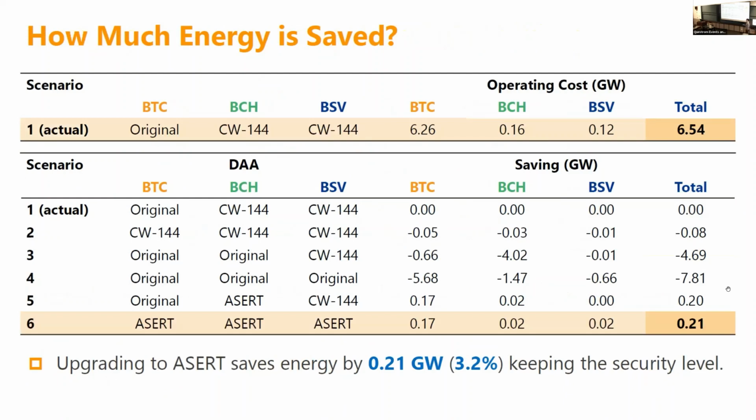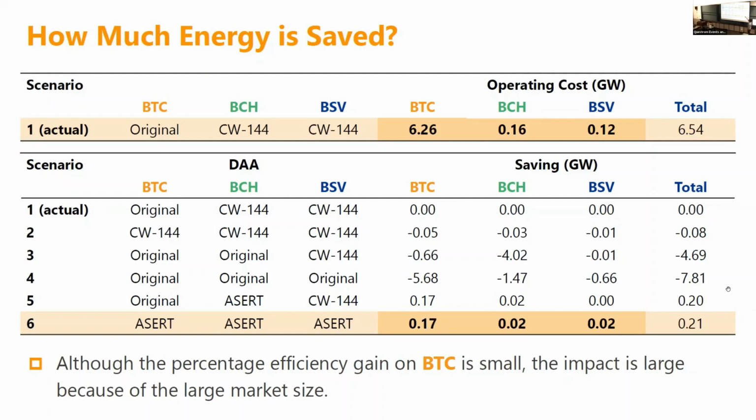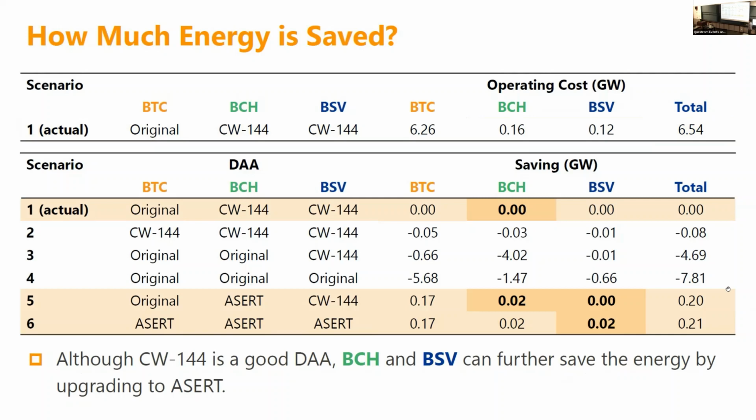Okay. So finally, let me explain how much energy could be saved while maintaining the security level. So currently, 6.5 gigawatts of energy is consumed in total. But if we switch to ASERT, then we can save energy by 0.2 gigawatts. And basically, because Bitcoin is large in magnitude, while the fractional improvement is relatively small, most of the gain is from Bitcoin. And if we look at the percentage, basically Bitcoin Cash and Bitcoin SV are facing a kind of large improvement.